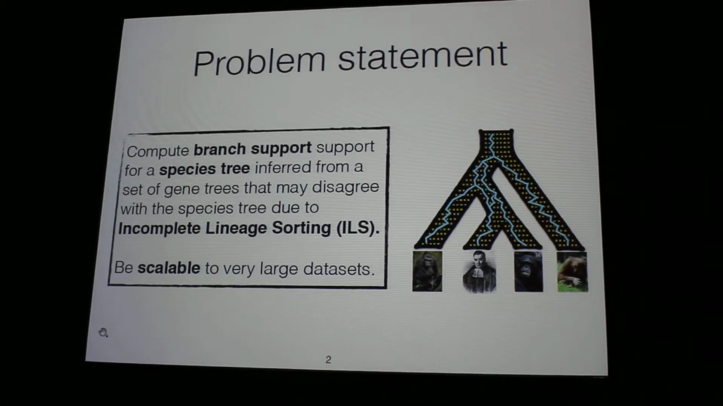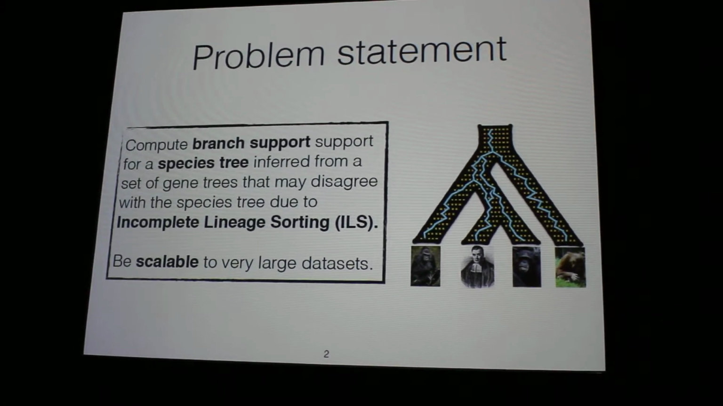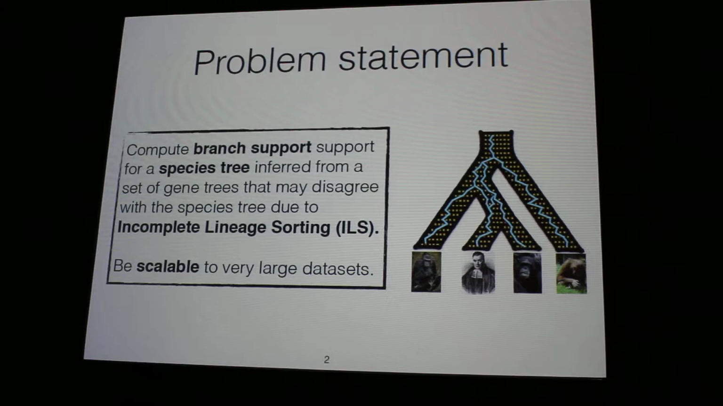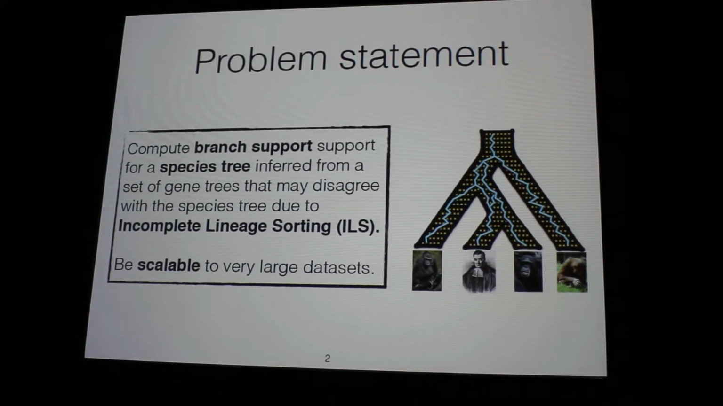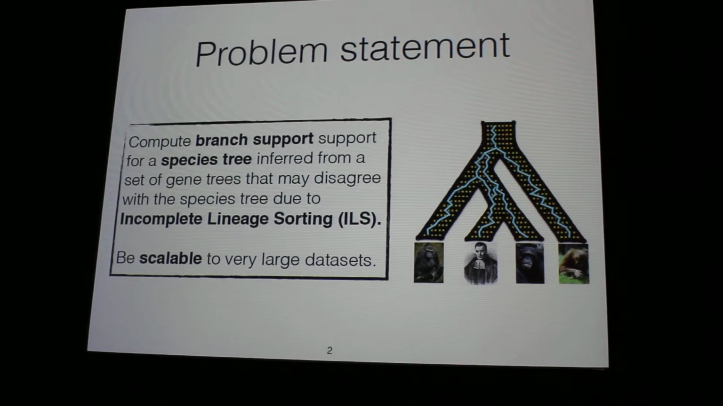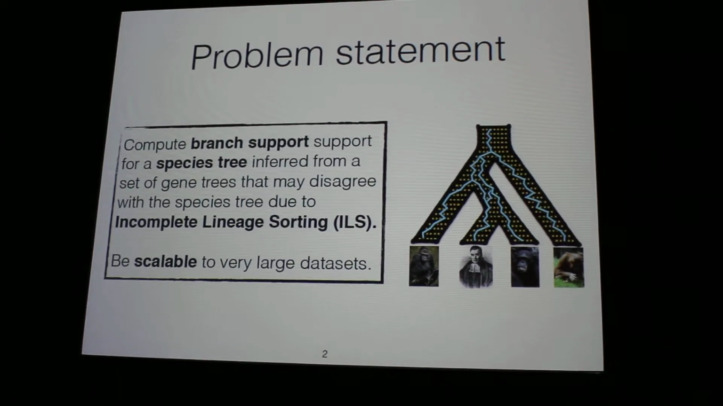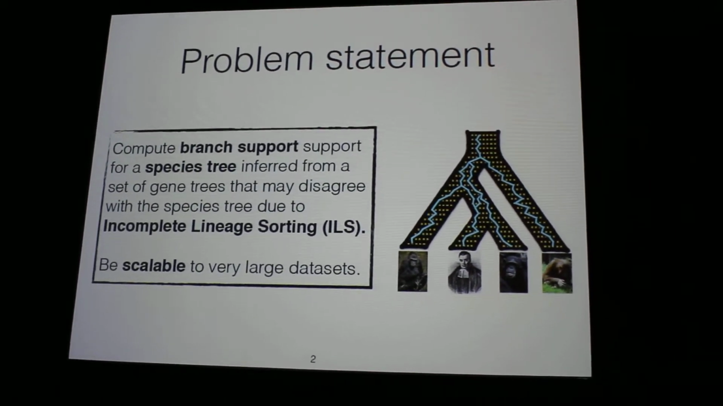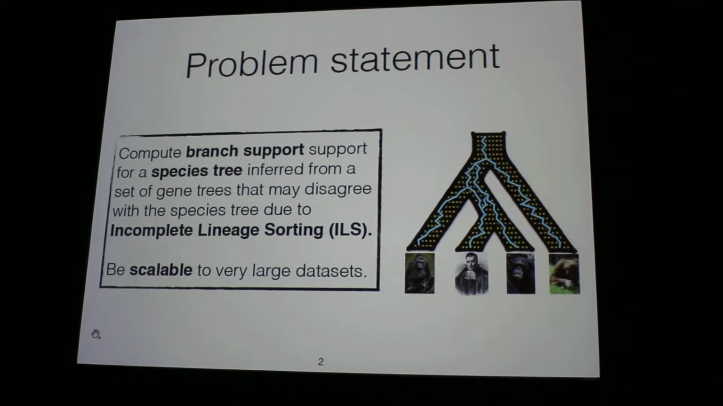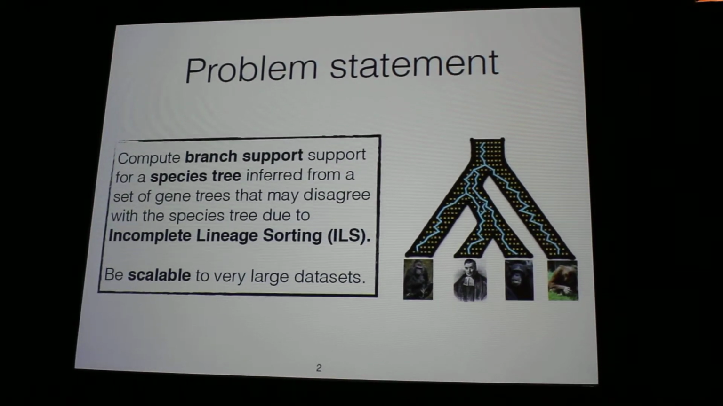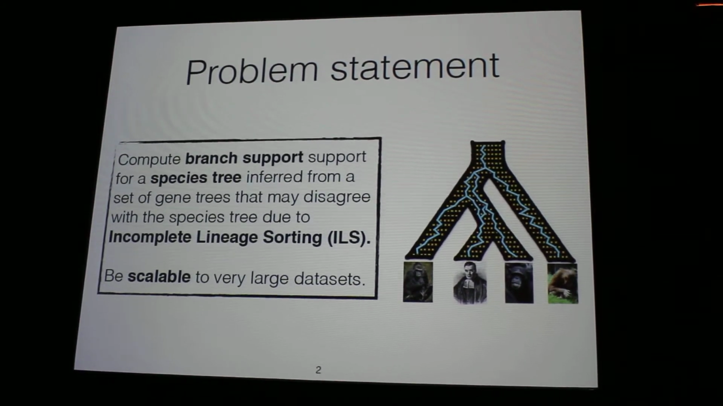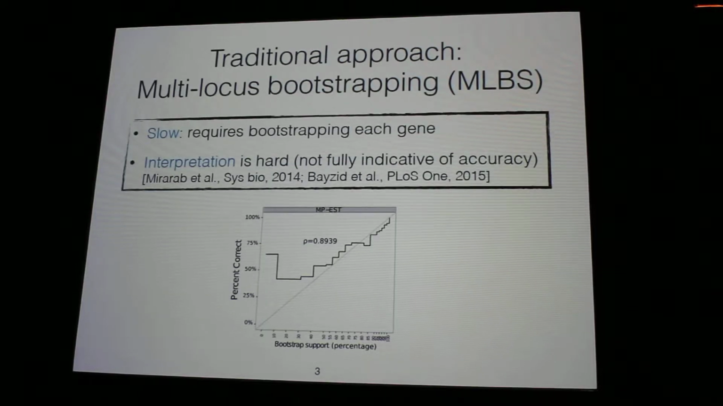about the following problem. We have a bunch of gene trees which can be discordant from each other due to incomplete lineage sorting, and we have estimated a species tree. Now we want to estimate support for a species tree. And we want this to be very scalable. We want to be able to do this for very large data sets.